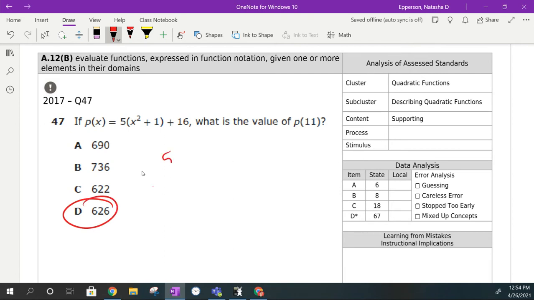You can also plug this in. This would be 5 times 121 plus 1, plus 16. 5 times 122 plus 16 gives me the 626.